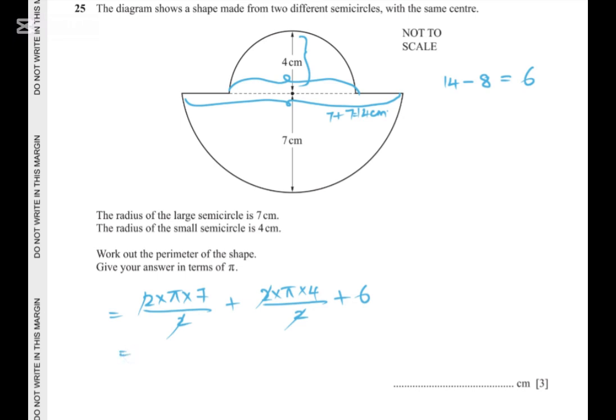7 pi is the larger semicircle, 4 pi is the smaller semicircle, plus 6. Take pi common here. Pi times 7 plus 4, and 6 as it is. So it is 11 pi plus 6. That's all.